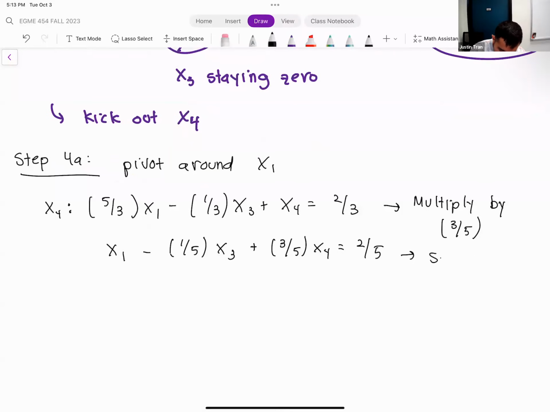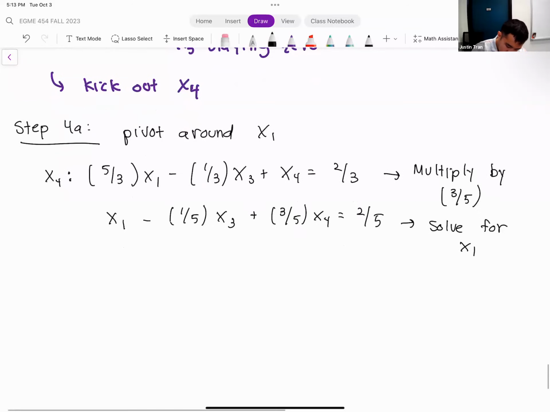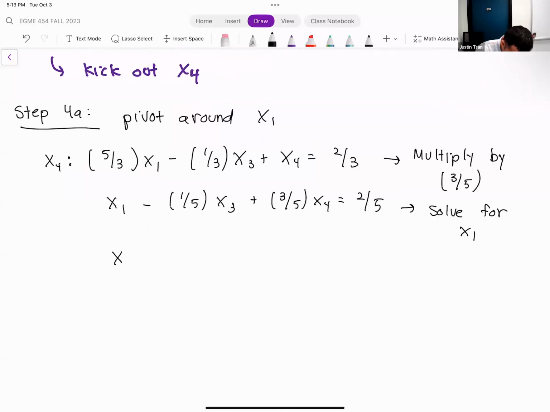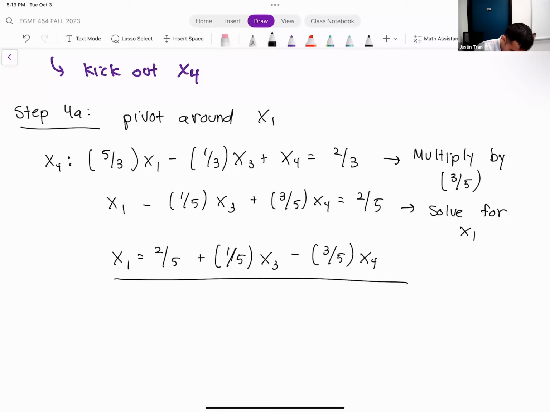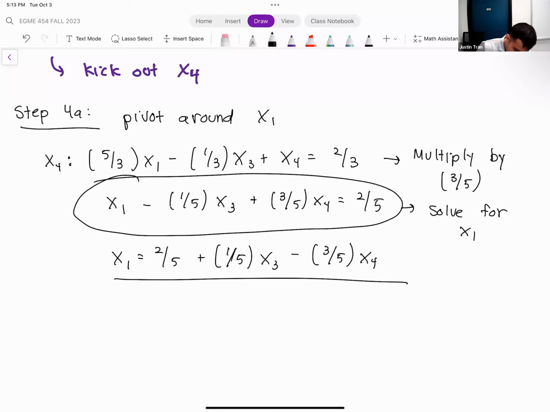Let's solve this for x1. So if we solve for x1, we get x1 is equal to 2/5 plus 1/5 x3 minus 3/5 x4. Right, so that second equation there, we're going to plug into our first equation there, and that's going to be our new equation.